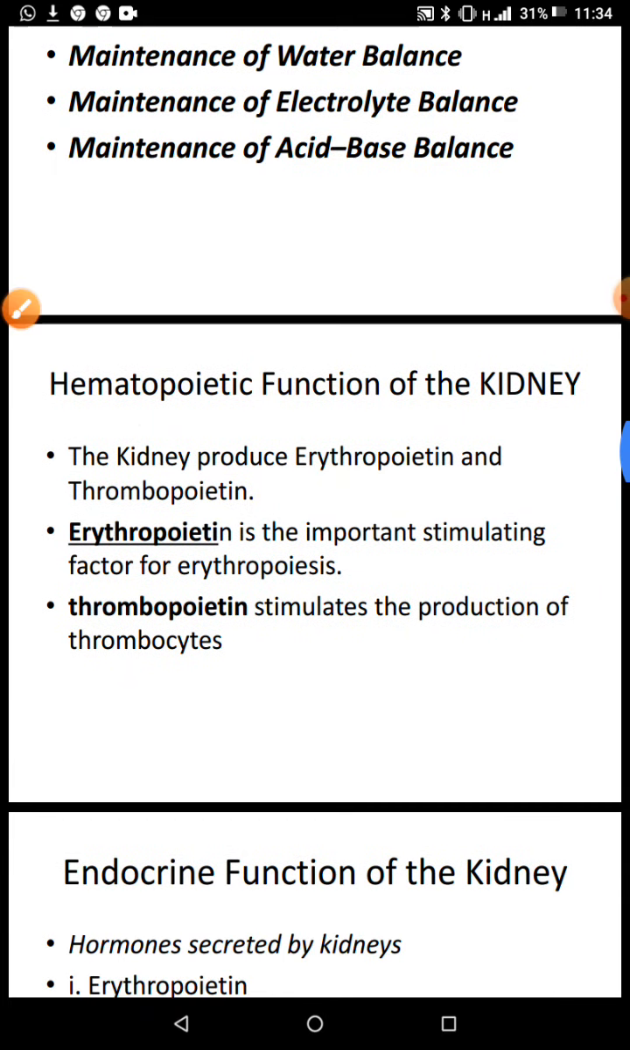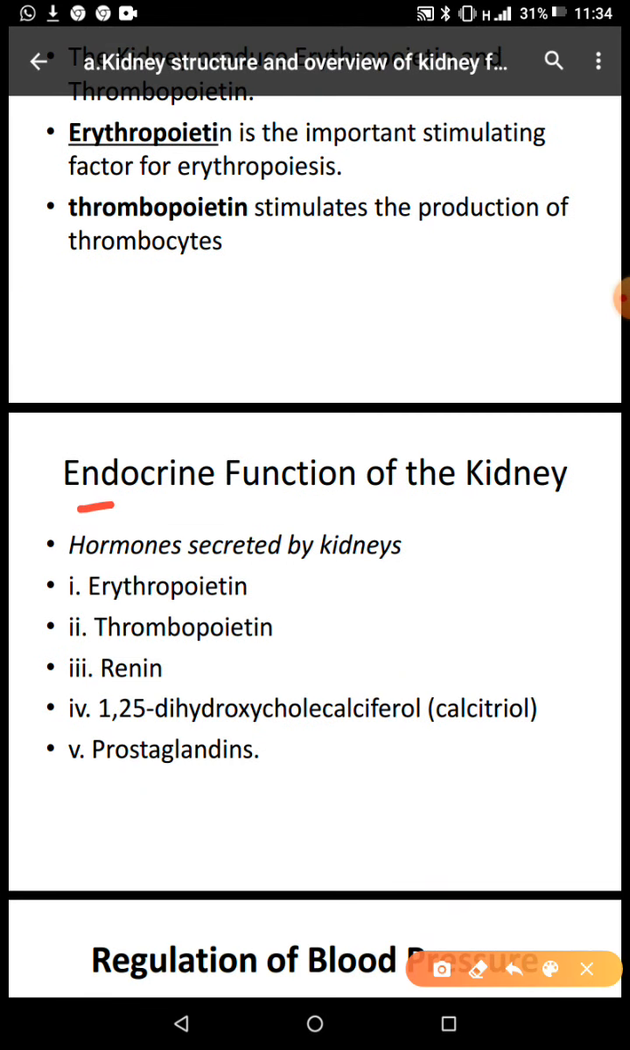And then the other functions of the kidneys, the endocrine function. We've said already it produces erythropoietin and thrombopoietin. And then there's also renin. Renin is produced by the juxtaglomerular cells of the kidneys. The function of renin is to cause an increase in blood pressure. We're going to look at that later on. And also, it restores the perfusion pressure in the kidneys.